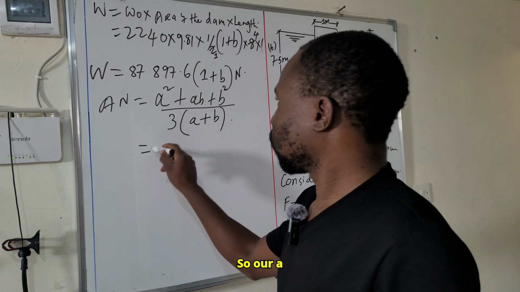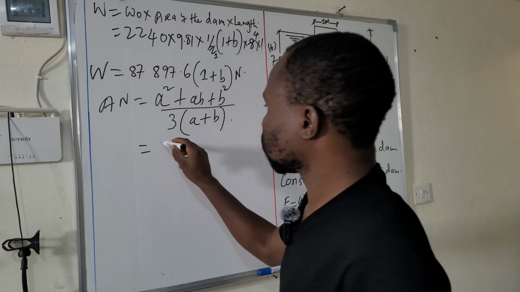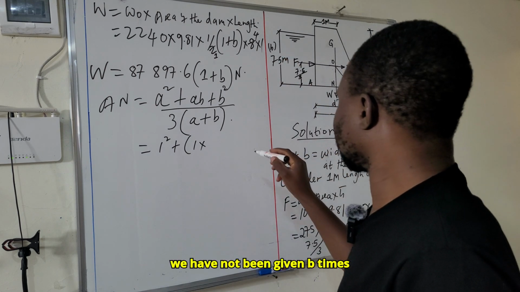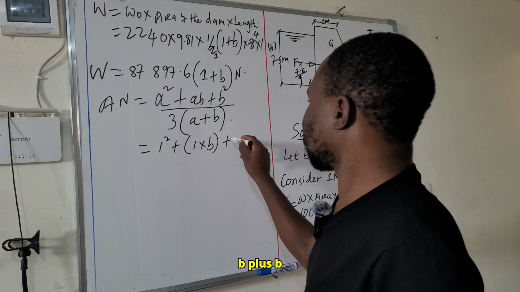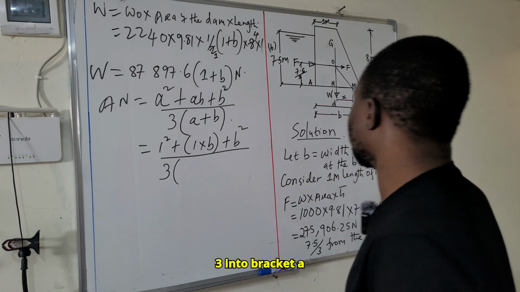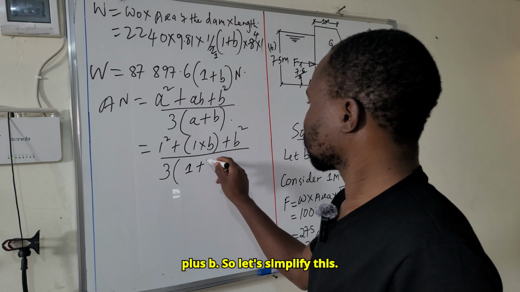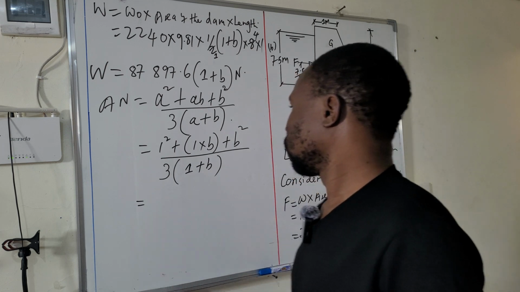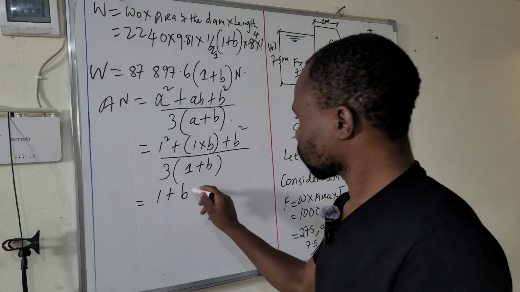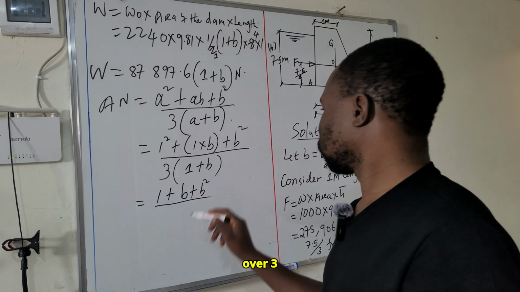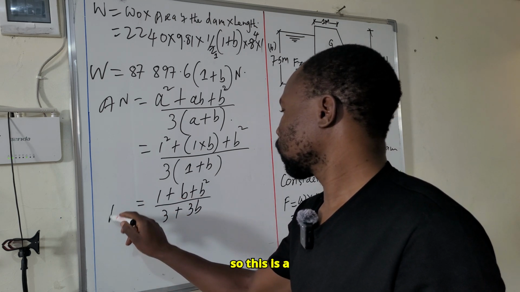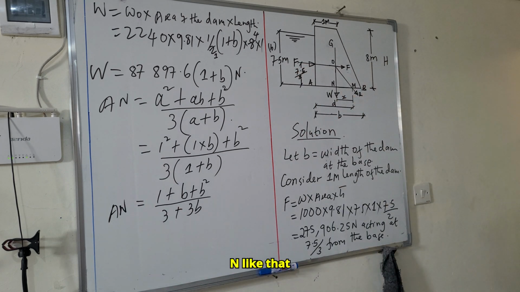Our A is the top width, which is 1. So 1 square plus 1 times B, you have not been given B, plus B square, over 3 into bracket A is 1 plus B. Let's simplify this. 1 square is 1, plus 1 times B is B, plus B square over 3 times 1 plus B, which is 3 plus 3B. So this is AN, like that.